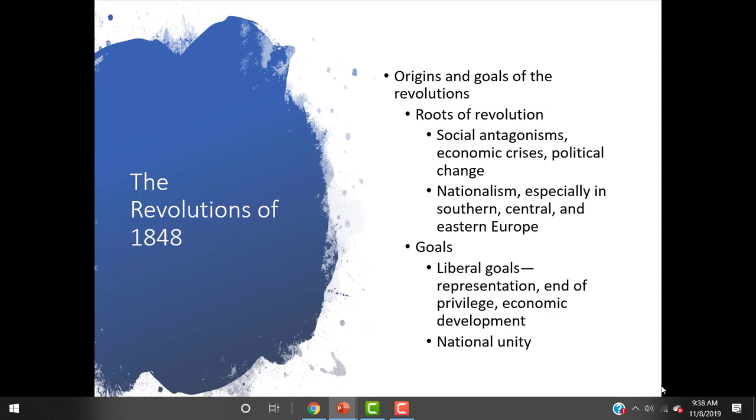But why did we have the revolution? Well, the social antagonisms, money problems, political changes, and nationalism, especially in southern, central, and eastern Europe, and it's going to grow throughout the 19th century and end up causing a war. The liberal goals were electoral representation, an end of the privilege of the upper class, and for the government to do something to stimulate the economy and to have national unity.